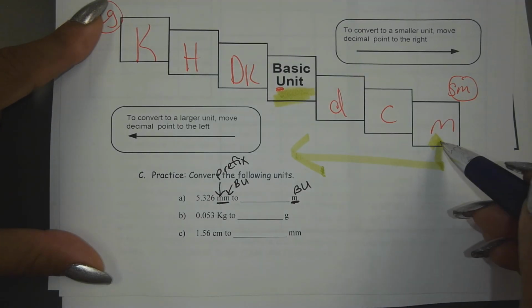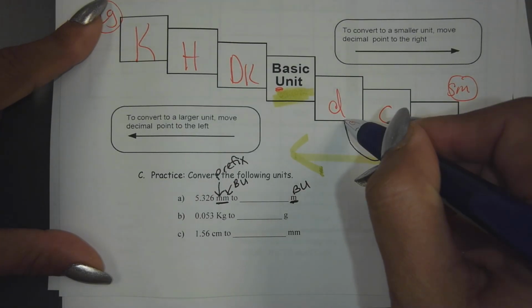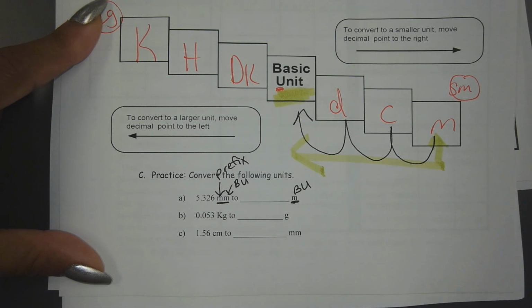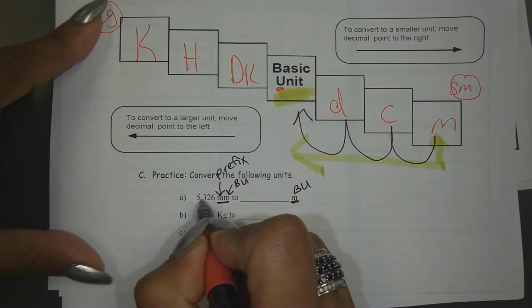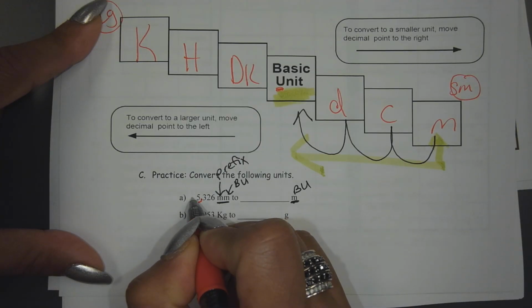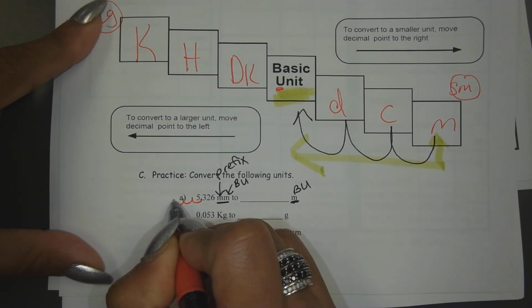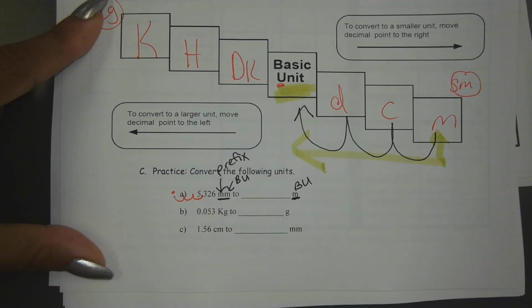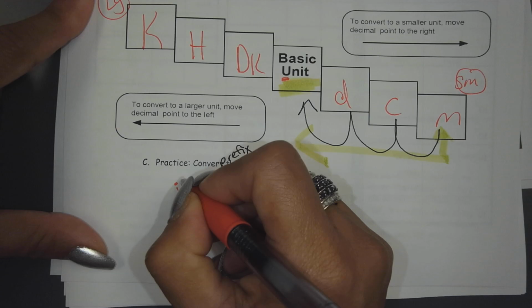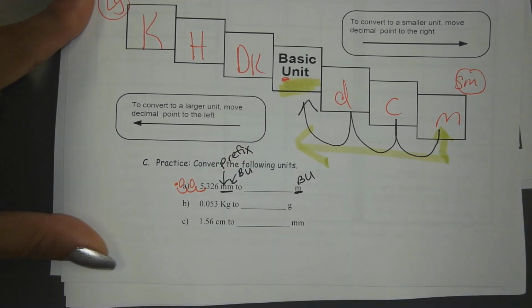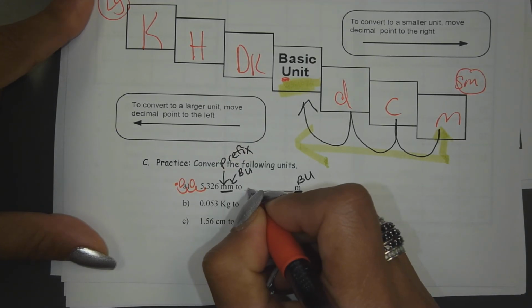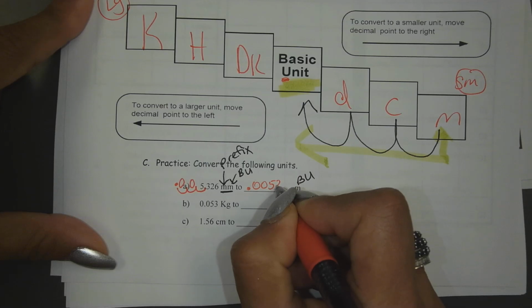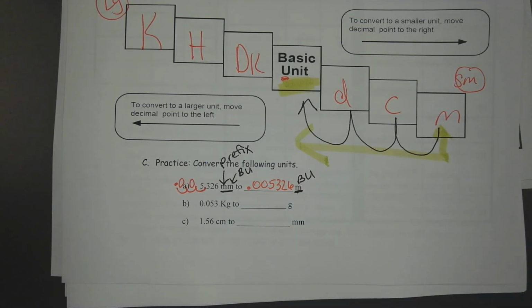How many places? Let's count it out. 1, 2, 3. Where's your decimal? If it's invisible, draw it in. But it's not. It's right here. Let's move it over. 1, 2, 3. Draw in your new decimal. Add these blank bubbles into zeros. And my new number is 0.005326. Is that not an easy way to do math? That's pretty easy. Let's do it again.